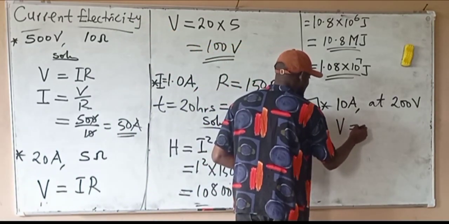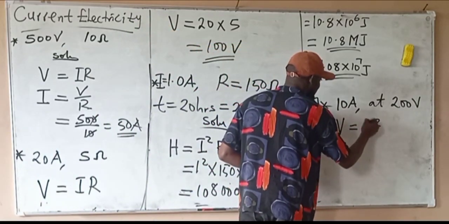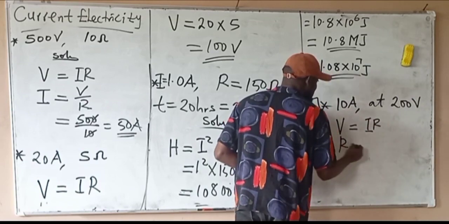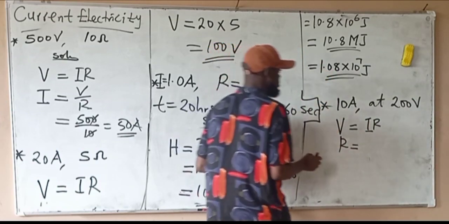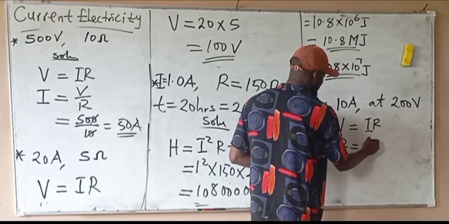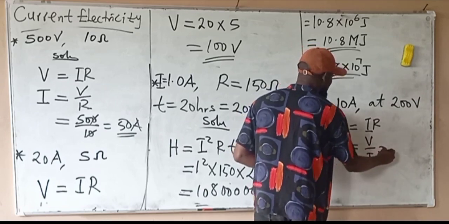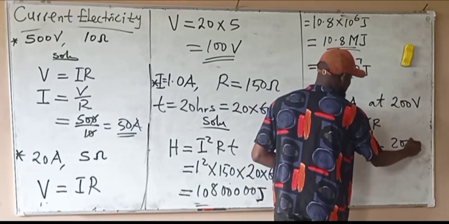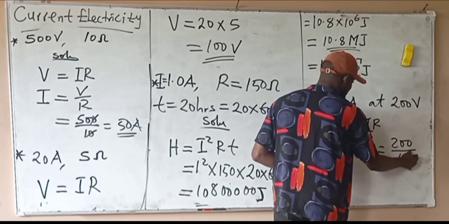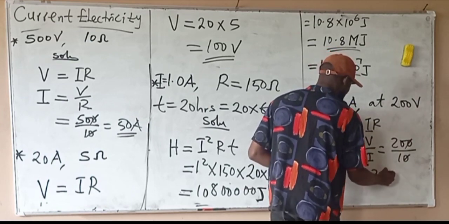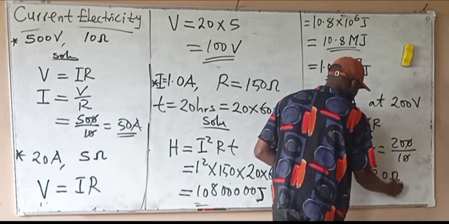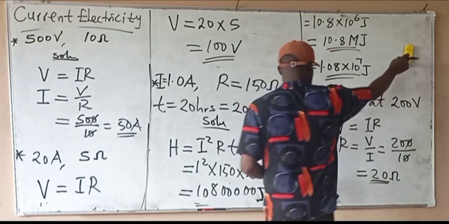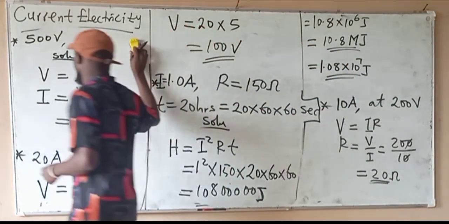We have that V is equal to IR. So R, that is resistance, will be V over I. That will be equal to 200 over 10. So R will be equal to 20 ohms. That is the resistance.